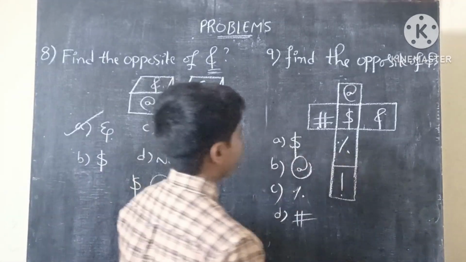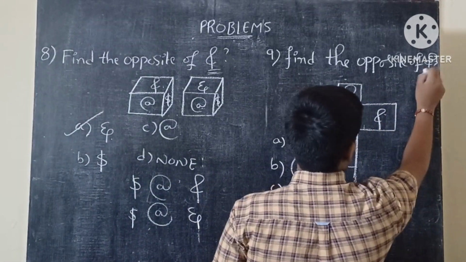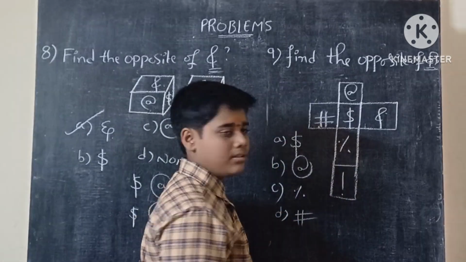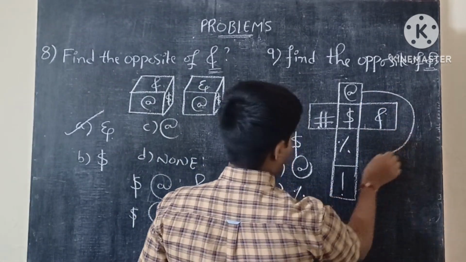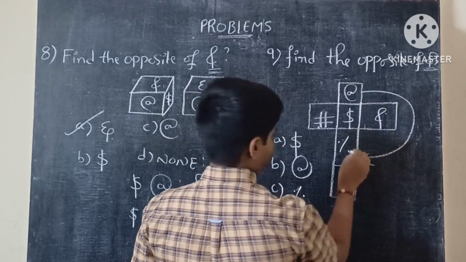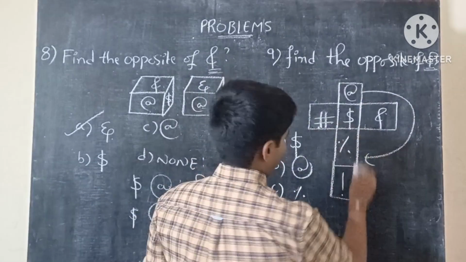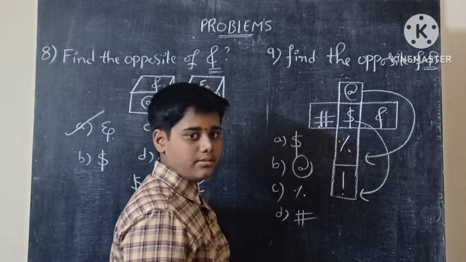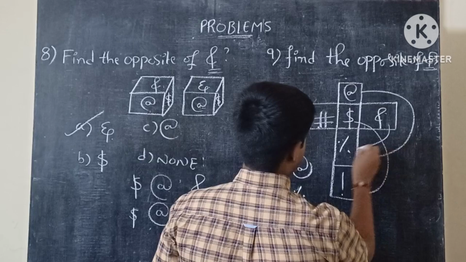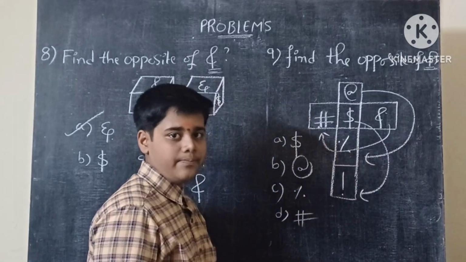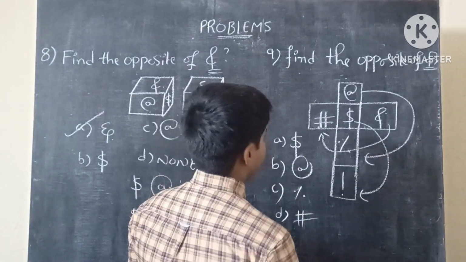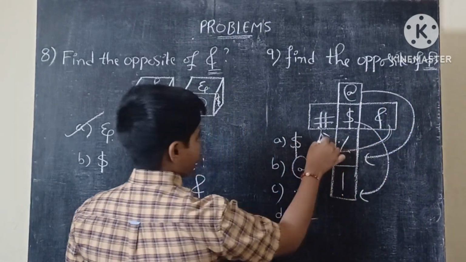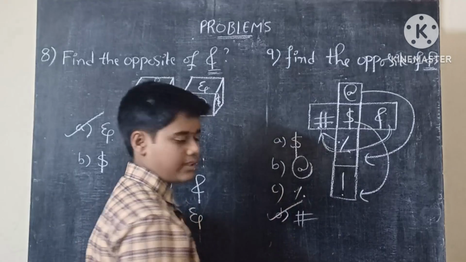If you see the 9th question, find the opposite of this symbol. If they ask like this in models, we have to do like this. The opposite of this at the rate is the percentage symbol. The opposite of this dollar symbol is this exclamation mark. The opposite of this symbol is this slash. Like this we have to do, and they're asking to find the opposite of this symbol. Opposite of this symbol is slash. So here option D is the correct answer.